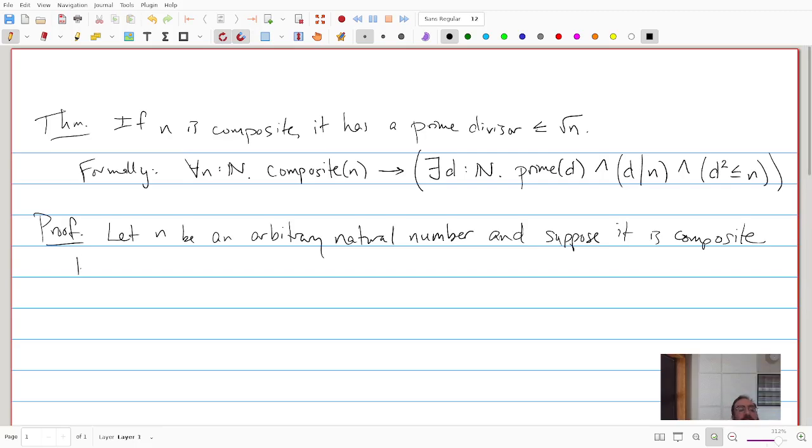Whatever. What does it mean for a number to be not prime, composite? Well, it means it has some divisor that's not 1 or n. So there is some a which divides n.